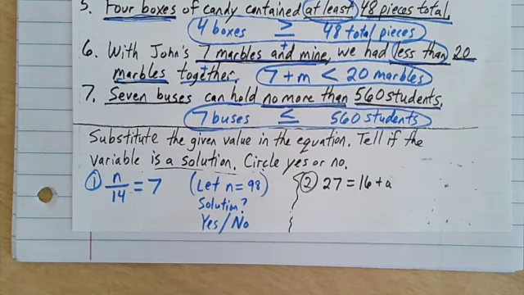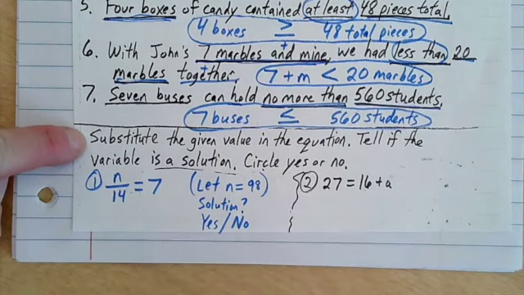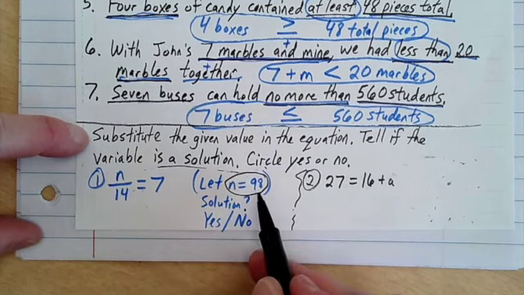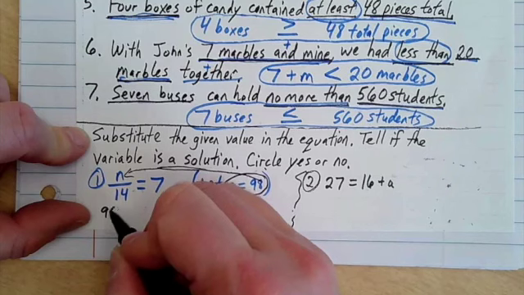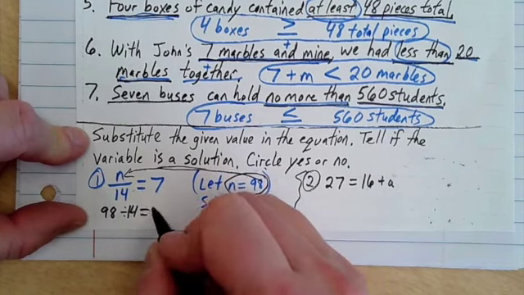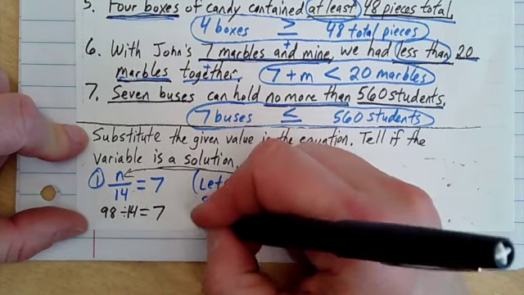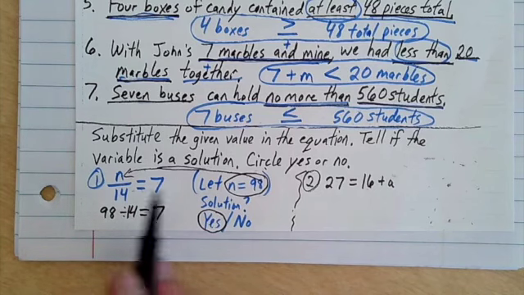The directions are telling you to substitute the given value into the equation and then tell if this variable will make this a solution. In other words, is it going to be true? Circle yes or no. So when n equals 98, if I put 98 right here for n, and I take 98 and divide by 14, does that equal 7? If it does, then yes, it's a solution. If it doesn't, then no, it's not. And when I plug 98 divided by 14 in on my calculator, I get 7. So that makes it a solution. That's true.